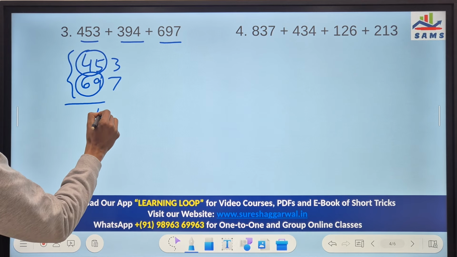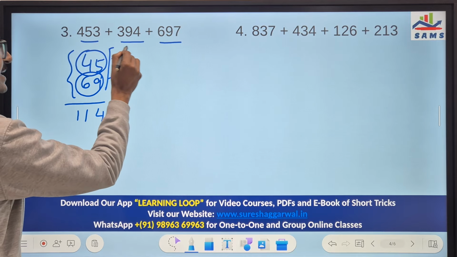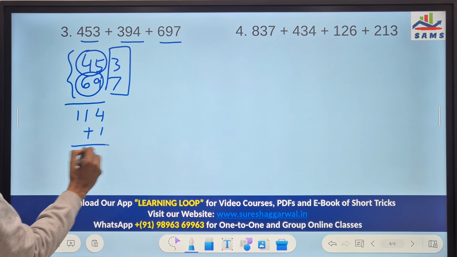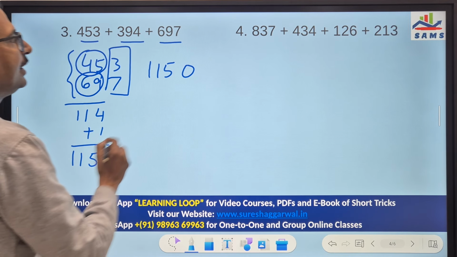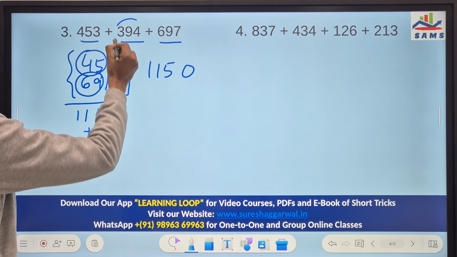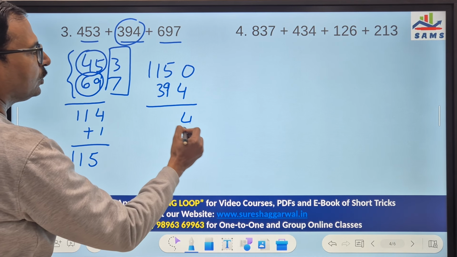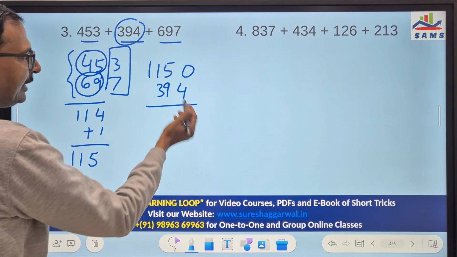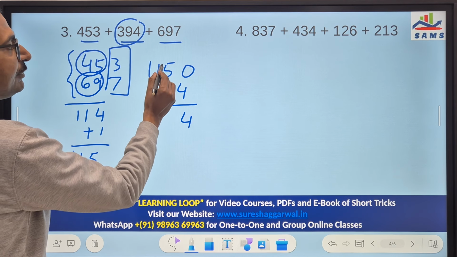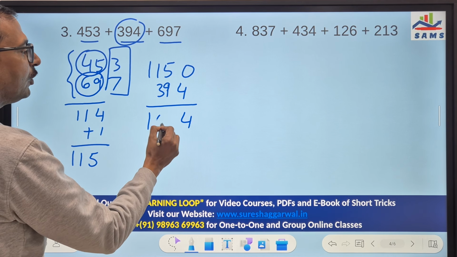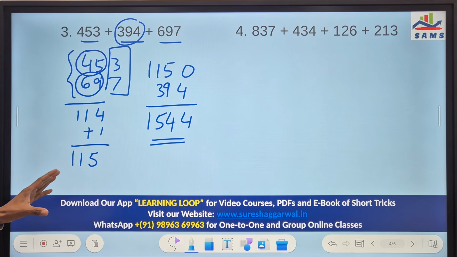And they will add only these tens. So this is 4, 1. So 114 tens, and 114 tens plus another 10 here gives me 115 tens, which is 1150. And the third number 394 now is to be written below this to get you the final answer. So 4, that is elementary. Now 115 plus 39, you can do, 115 plus 39 will be 154. So 1544 will be the sum of these numbers.